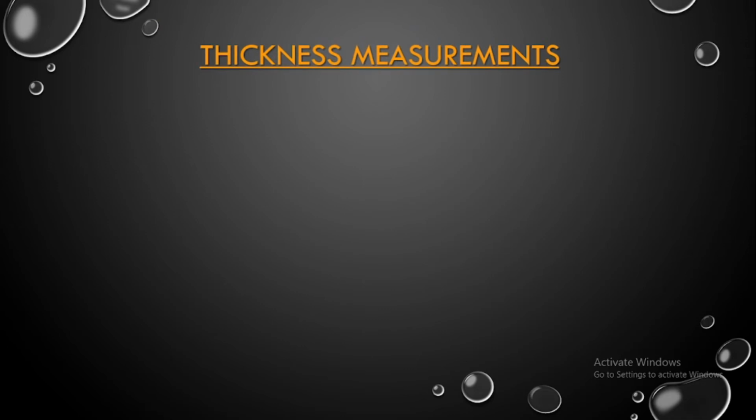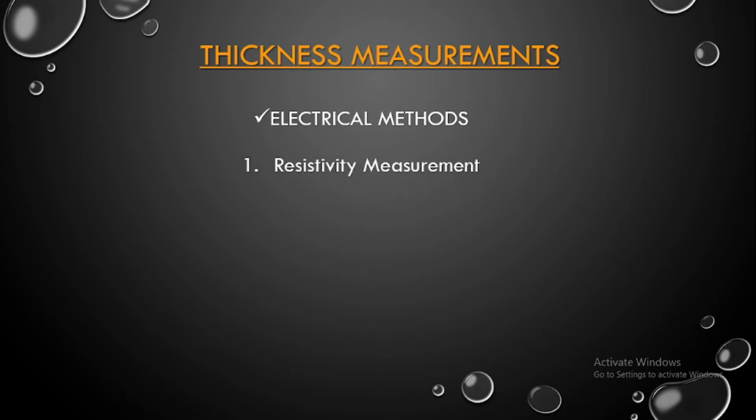Till our previous classes we discussed how to deposit a thin film and what actually a thin film is, and now we are going to find out about the thickness of the thin film formed by different deposition processes. So in thickness measurements we have different approaches. One is the electrical approach and another one is the optical one. In electrical methods we have mainly two measurements: one is resistivity measurement and the second one is capacitance measurement.